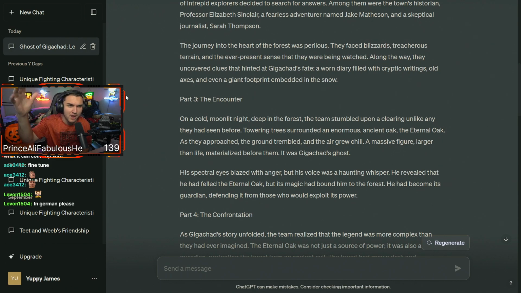Towering trees surrounded an enormous ancient oak, the Eternal Oak. As they approached, the ground trembled and the air grew chill. A massive figure, larger than life, materialized before them. It was GigaChad's ghost. His spectral eyes blazed with anger, but his voice was a haunting whisper. He revealed that he had felled the eternal oak, but its magic had bound him to the forest. He had become its guardian, defending it from those who would exploit its power.